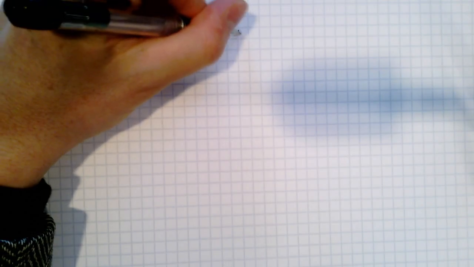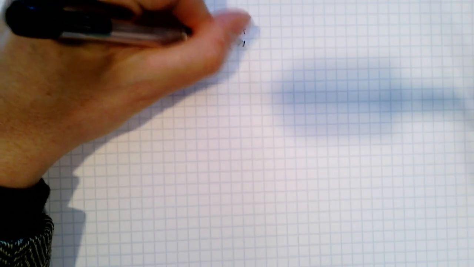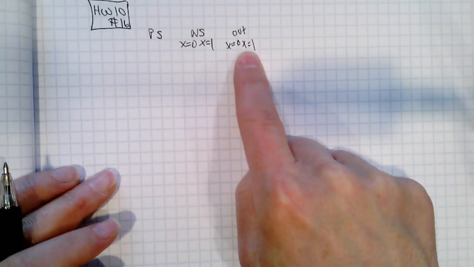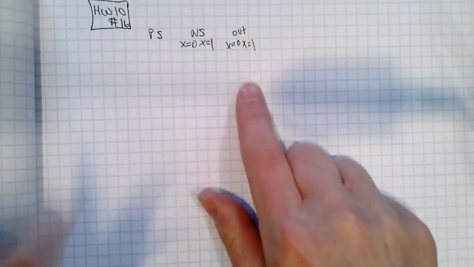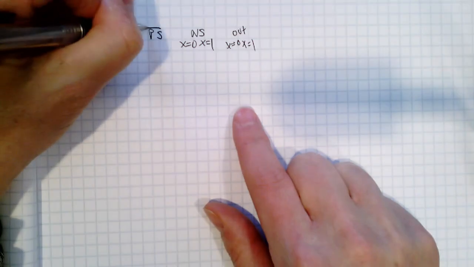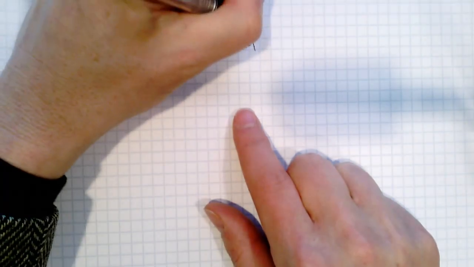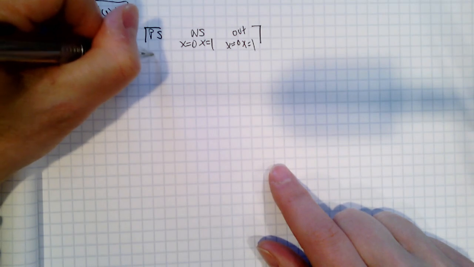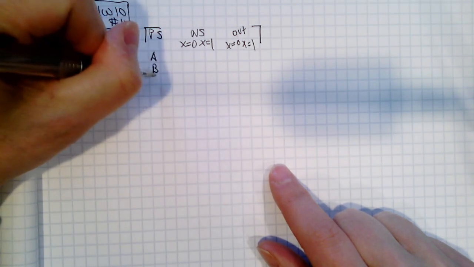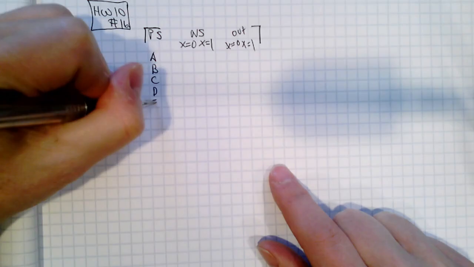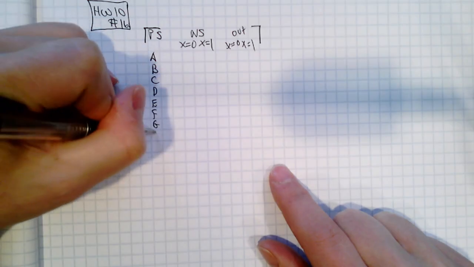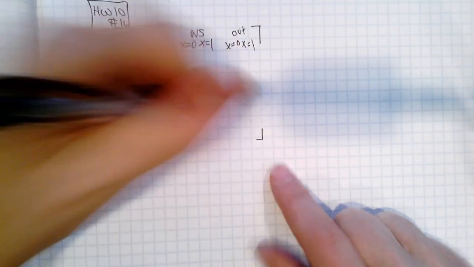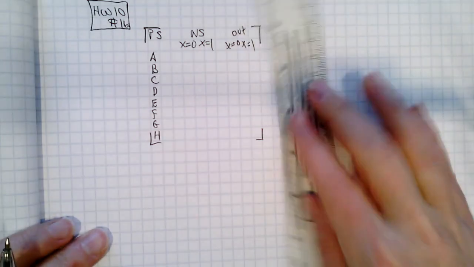And then the output. And because the output has the x equals 0, x equals 1 thing going on, what that means to you is this is now a Mealy machine. And we're going to have states, and this is a big one, right? A, B, C, D, E, F, G, H. I'm going to try and frame this in with some nice lines.